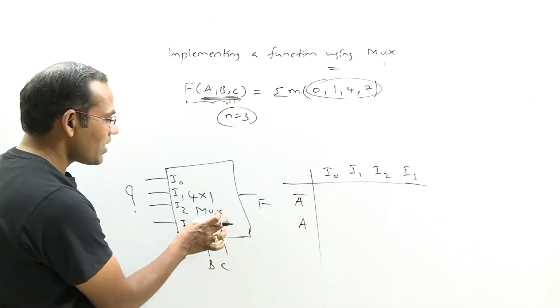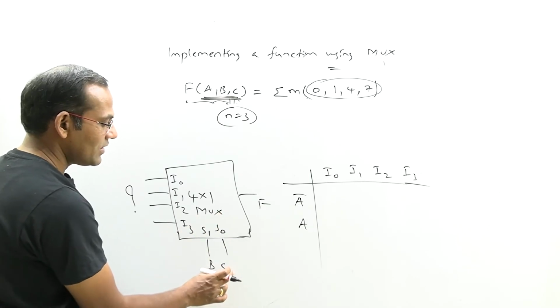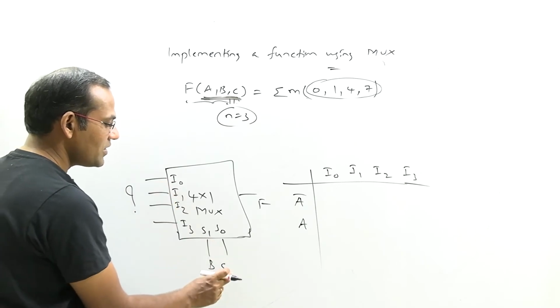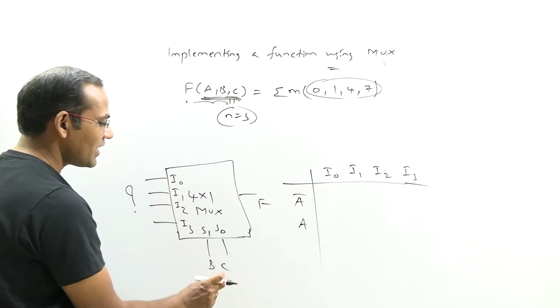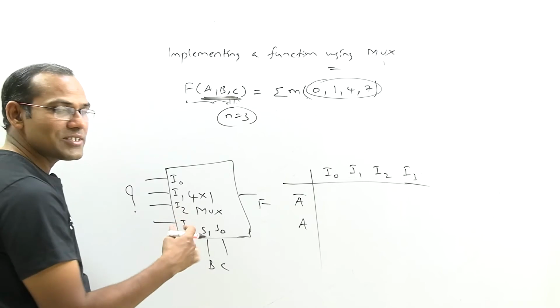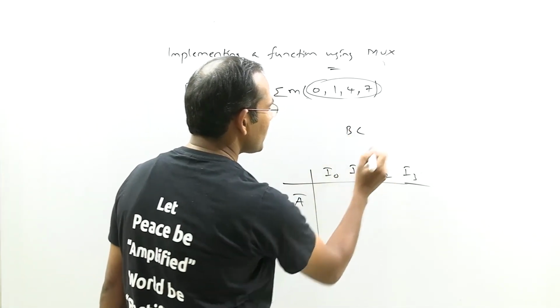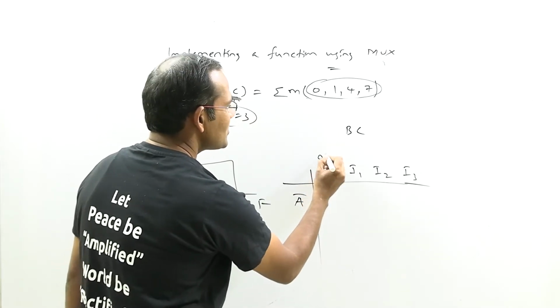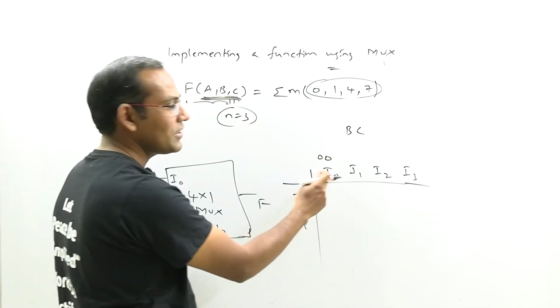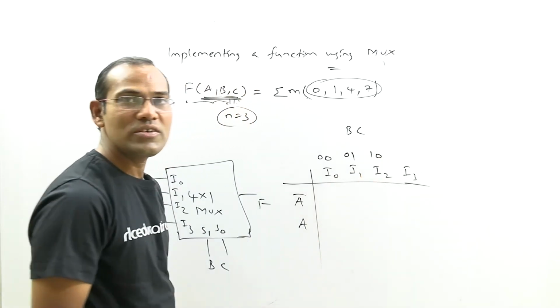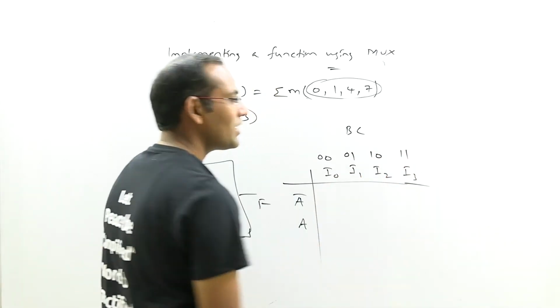Actually this mux is controlled by BC. That means when BC is 0, 0, I0 will be selected. BC is 0, 1, I1 will be selected. BC is 1, 0, I2 will be selected, and so on. So actually this side is BC. When BC is 0, 0, I0 is selected. BC is 0, 1, I1 is selected. BC is 1, 0, I2 is selected. BC is 1, 1, I3 is selected.